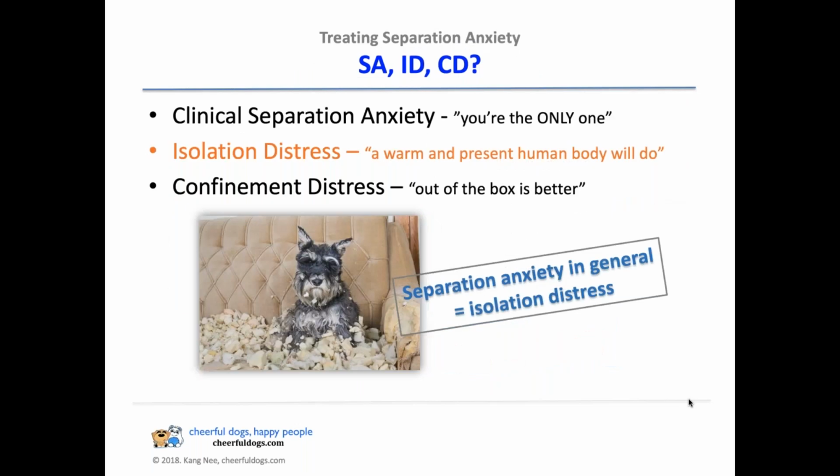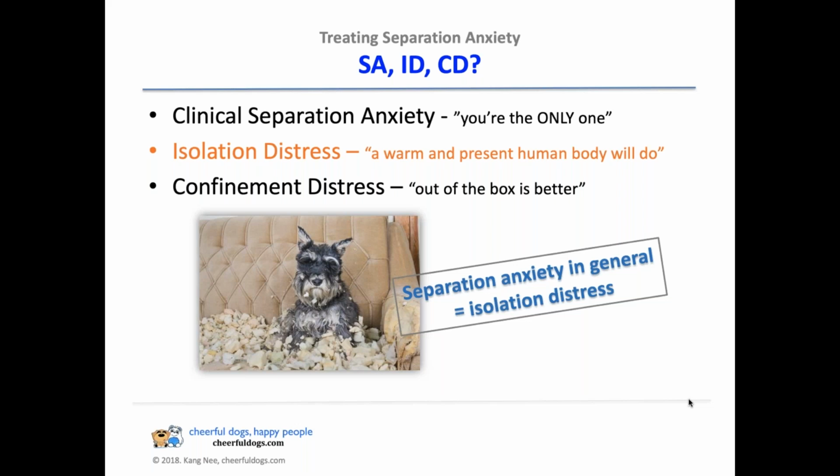First, some technical details. Now, there's a whole bunch of behavior indicators of anxiety that is sometimes labeled under the umbrella of separation anxiety, but not all of them are, so we need to know a little bit about the differences. Clinical separation anxiety is a form of separation anxiety where the dog is really bonded to just one or maybe two people at the most. And when those people, that person or people, are not around, the dog breaks down and panics. So that's why I say for clinical separation anxiety, you're the only one. You're the only one who will do for me.